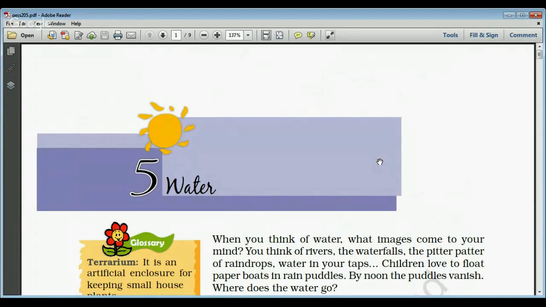NCERT is the basis for all the competitive exams, and mostly for all the civil services exams like UPSC and other state PCS exams. So NCERT reading is a must for every exam aspirant.